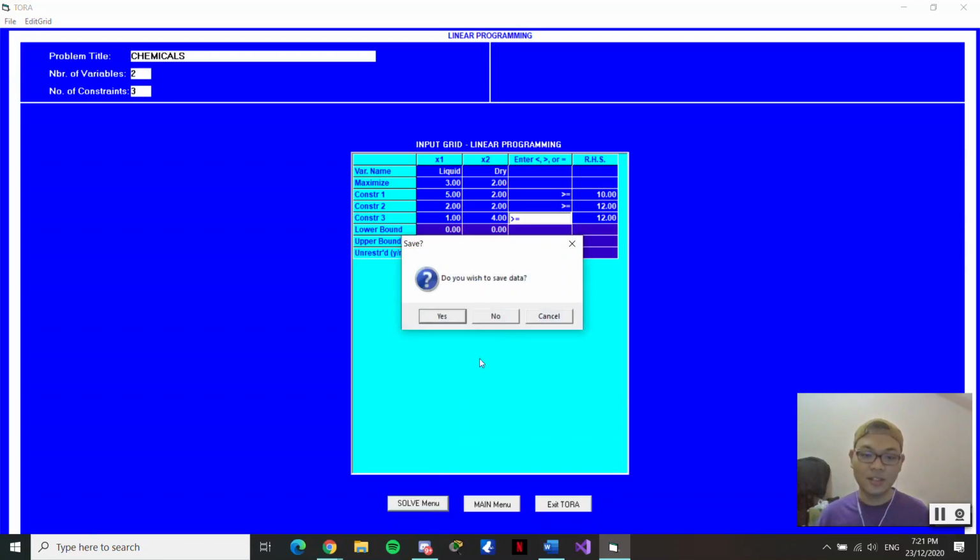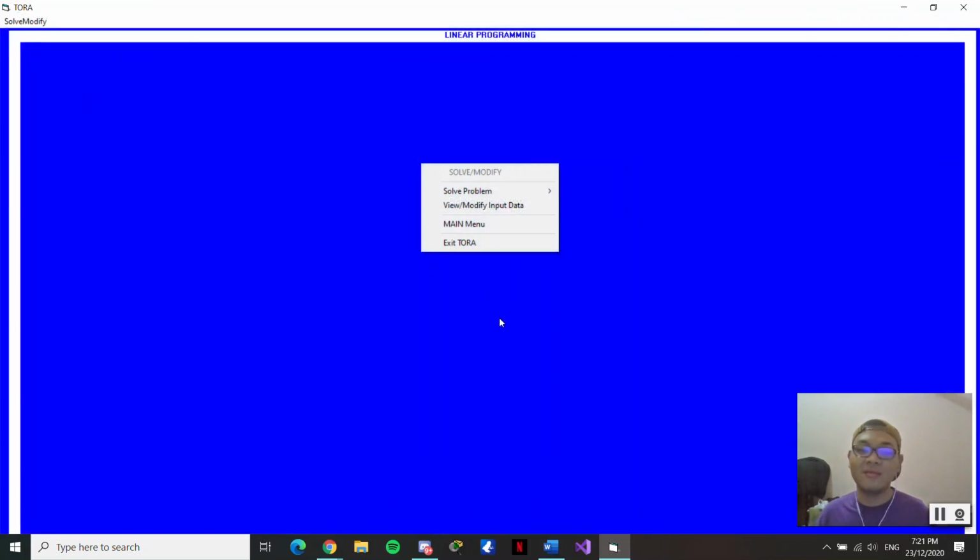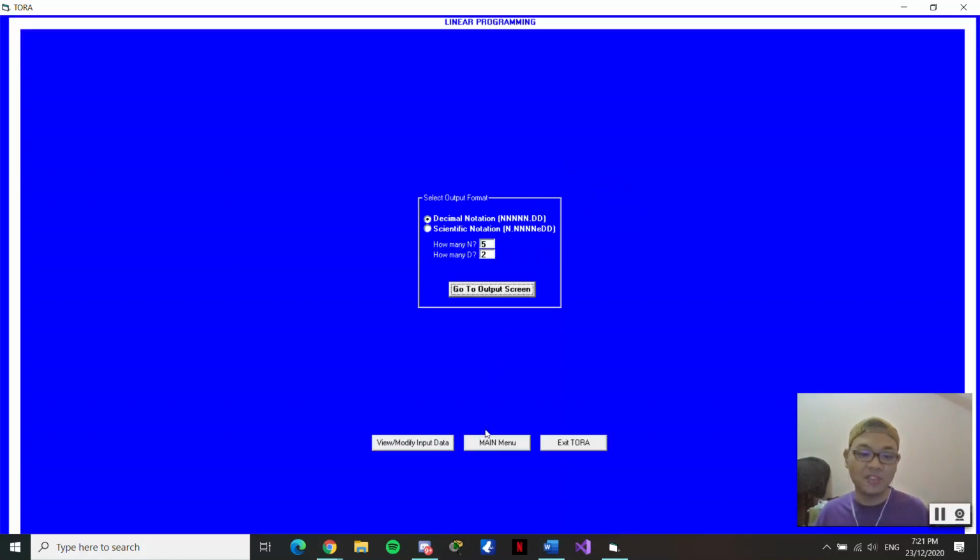So we're just going to press solve. Do you wish to save? It's all up to you, whether you want to save it or not. I'm just not going to save it. Okay, and then I'm just going to solve the problem graphically. So I'm just going to go to the output screen.